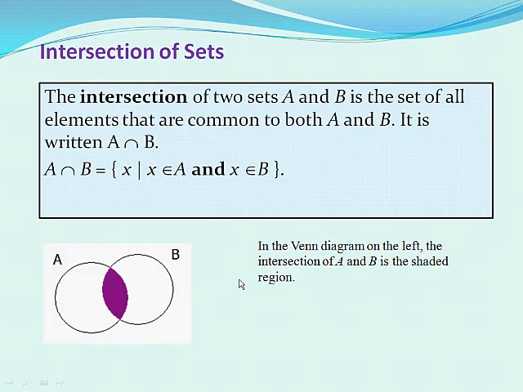Intersection of sets. The intersection of two sets A and B is the set of all elements that are common to both A and B. It is written as A intersection B. So A intersection B is the set consisting of all X such that X will be in A and X will be in B. So it has to be in both the sets. So the shading will be the common region.